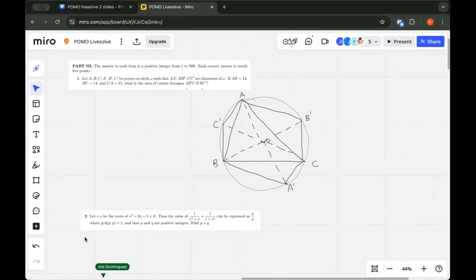Hello everyone again. So the first question of part 3 is a geometry question. It says that we have a triangle ABC, and then we have 3 diameters, and you want to find the area of this hexagon that I've already drawn here.